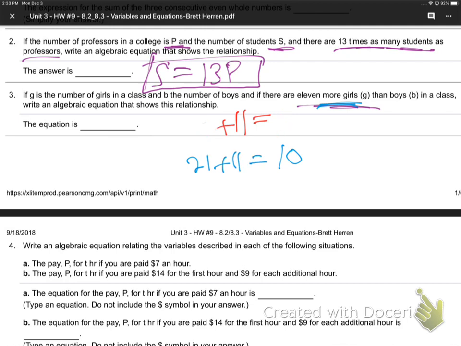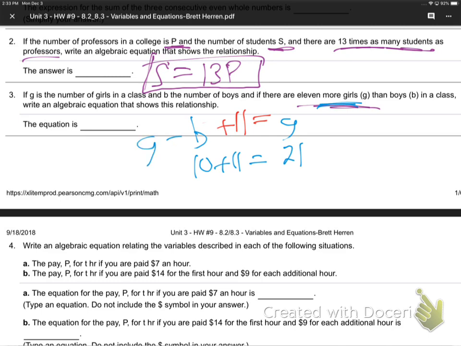Switch it. Put the boys over here, the girls over there. And now if there's, what did I say? If there's 11 more girls, so if there's 10 boys, there should be 21 girls. Yeah, that's working, huh? See how that's right?